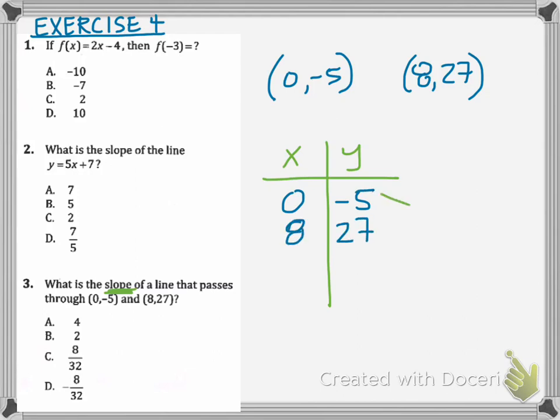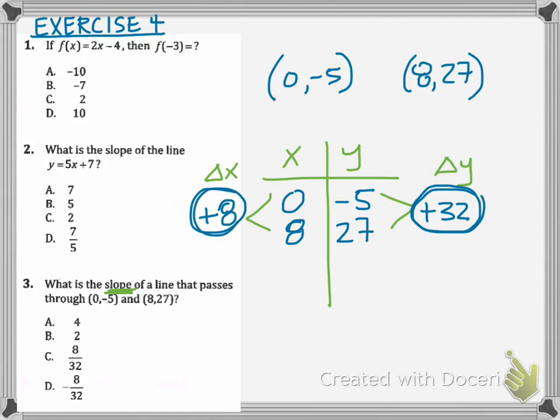What we're going to do is we're going to look for the change in the y, how the y changes, and the change in the x, how the x changes. So for my change in y, what do I do to negative 5 to get 27? I've got to add 5 to get back to 0 plus another 27, so I've got to add 32 to negative 5 to get 27. This is my change in y. For my change in x, to go from 0 to 8, that's a little easier. I'm just adding 8, so that's my change in x.